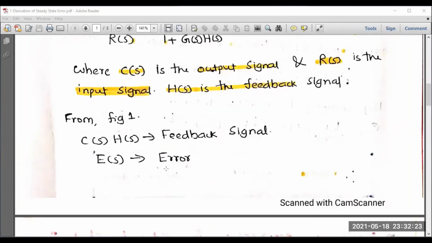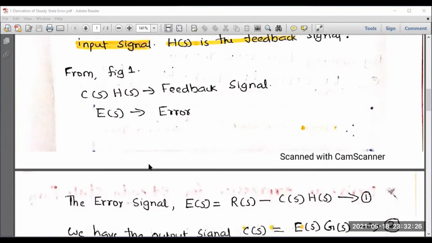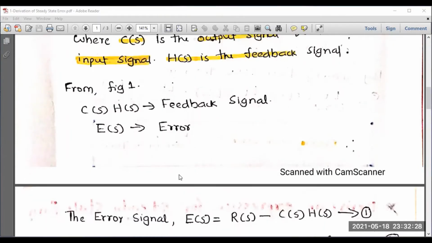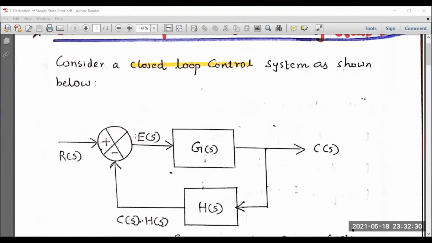So E of S is the error signal. Now let me calculate the value of the error signal first. You know that this is a summing point. The positive input is R of S, the reference input, and C of S times H of S is the feedback signal. How to calculate the error signal? It is the difference between these two signals, the difference between R of S and C of S into H of S. Then only you will get the error signal E of S. Let me modify the equation of E of S. That is your first job.